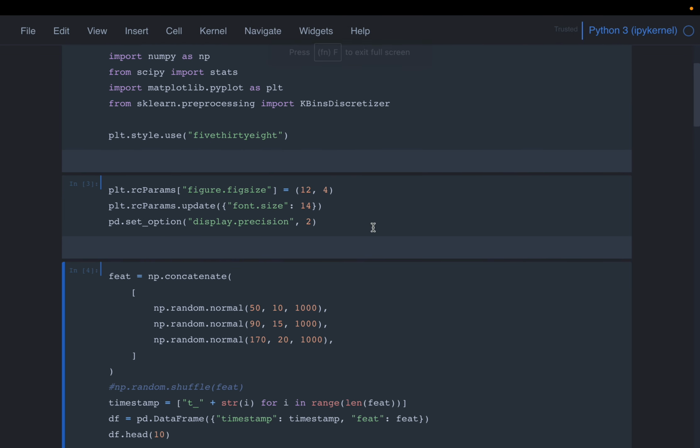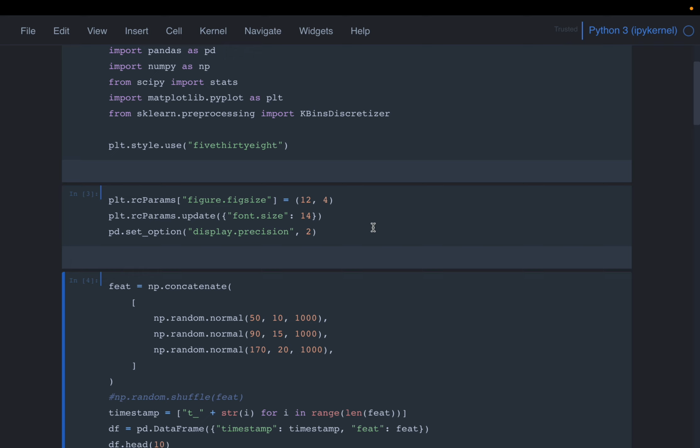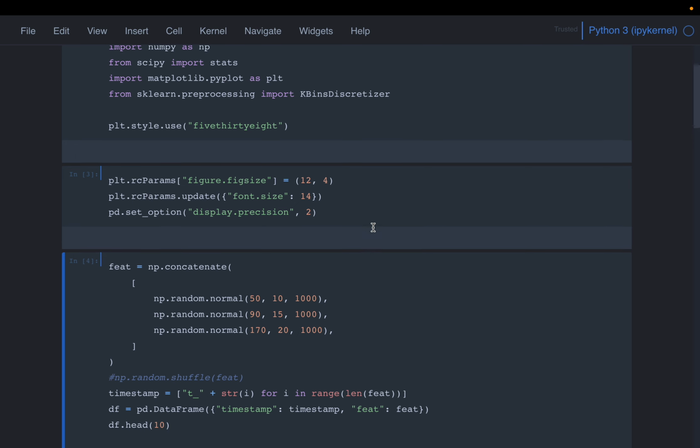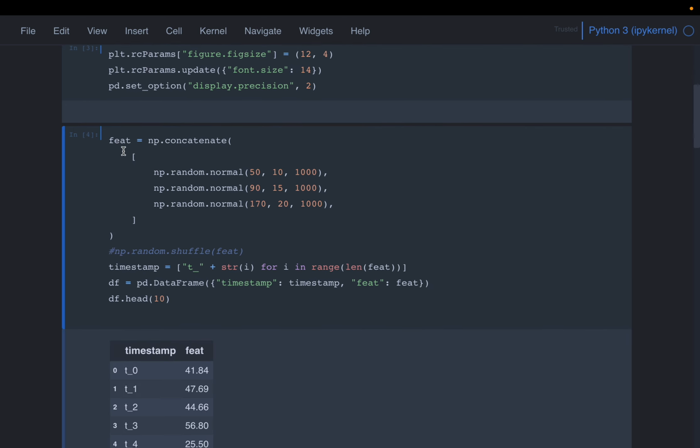Hi, in this video, we are going to learn about data discretization using the K-means technique. For that, here we are generating some data, 3000 data points using Gaussian or normal distribution coming from three different distributions with different means and standard deviations. We are doing that for visual clarity, easy to understand, but the data don't have to be this way.